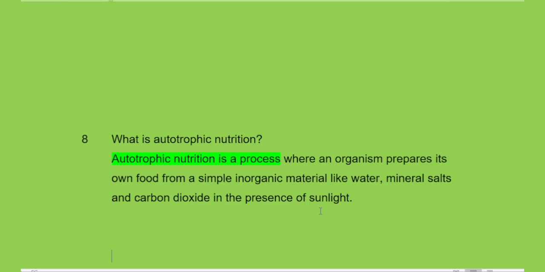What is autotrophic nutrition? Auto means self, trophic means nutrition. So autotrophic nutrition means self-nutrition. It is a process where an organism prepares its own food from simple inorganic materials like water, mineral salts and carbon dioxide in the presence of sunlight.